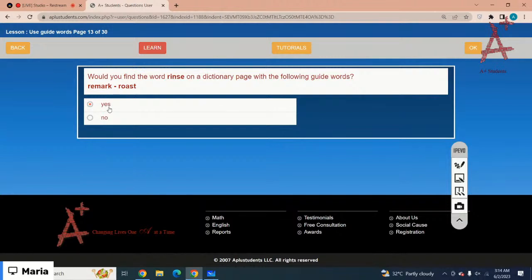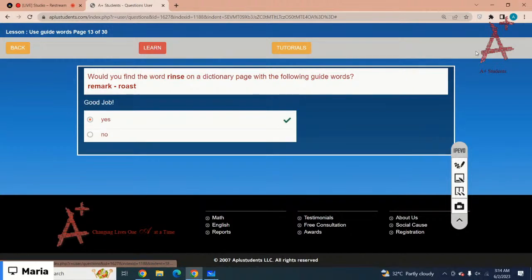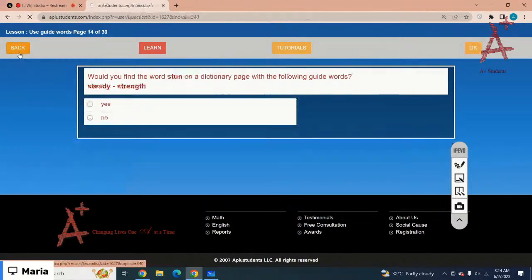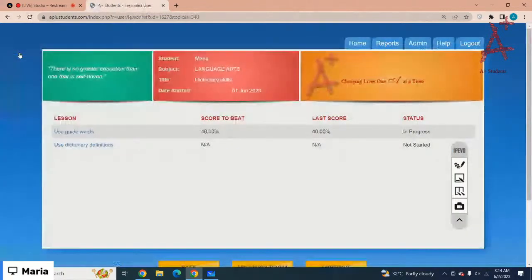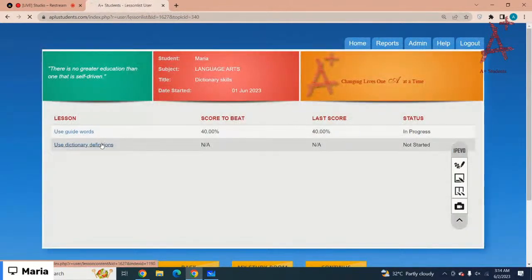How yes? Just look at the second letters. Remark is E and roast is O. And the word you have to look for is rinse. I is the second letter. You need to see if I is in between E and O. No, sorry, I is in between E and O. So that means it is on the same page. Got it? Okay, you can complete the lesson by yourself later today. Let me just move on to the next lesson. And the next lesson is use dictionary definitions.